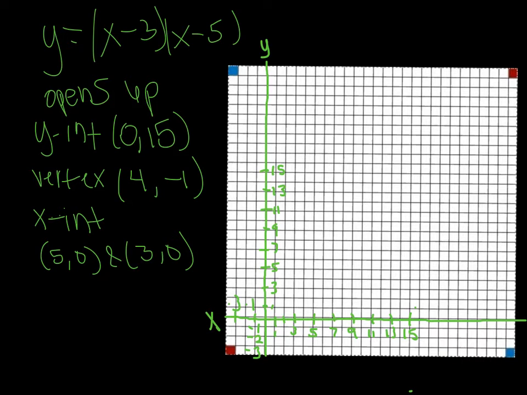Let's review what we have. We're looking at a quadratic in intercept form. We have y equals x minus 3 times x minus 5. We know that the graph is going to open up. Our y-intercept is at 0, 15. Go ahead and plot that point right there. We know that our vertex is at 4, negative 1. So if our vertex is at 4, negative 1, our axis of symmetry is at 4. So I'm going to go ahead and start with that and draw our axis of symmetry in.